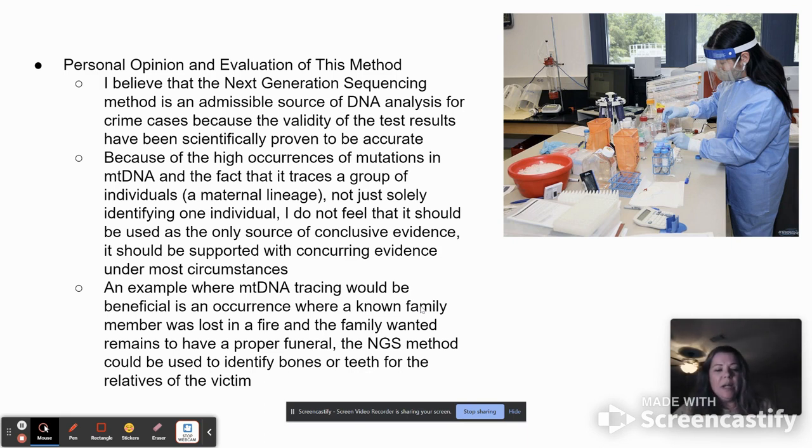An example where mitochondrial DNA tracing would be beneficial is an occurrence where a known family member was lost in a fire and the family wanted remains to have a proper funeral. The NGS method could be used to identify bones or teeth for the relatives of the victim.